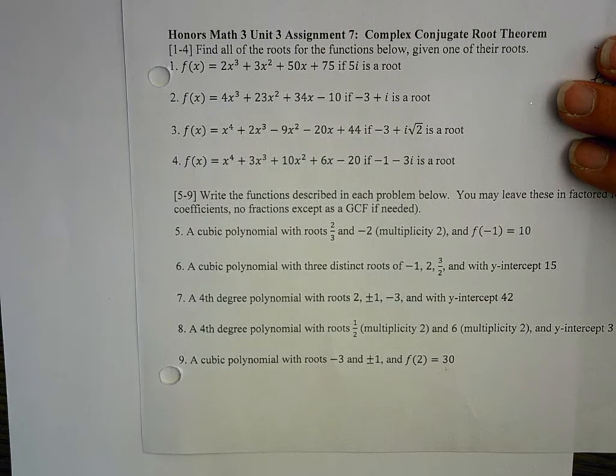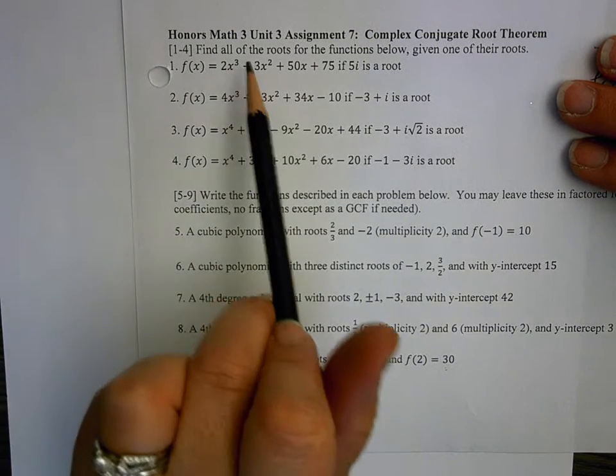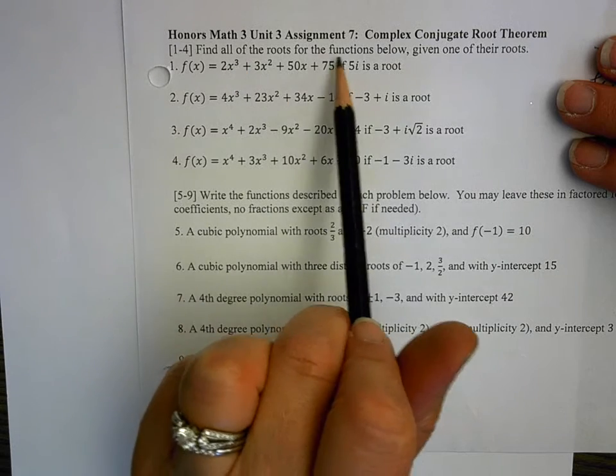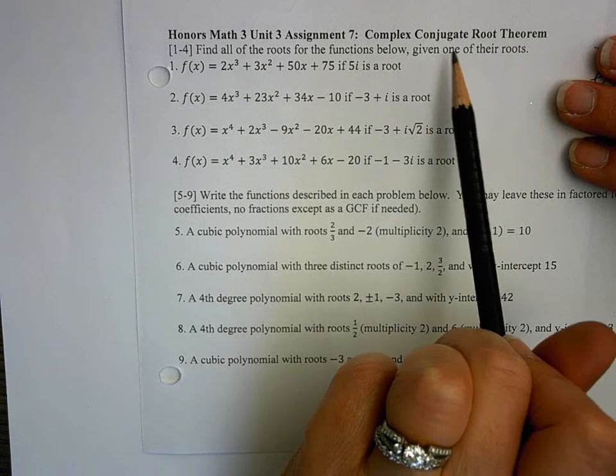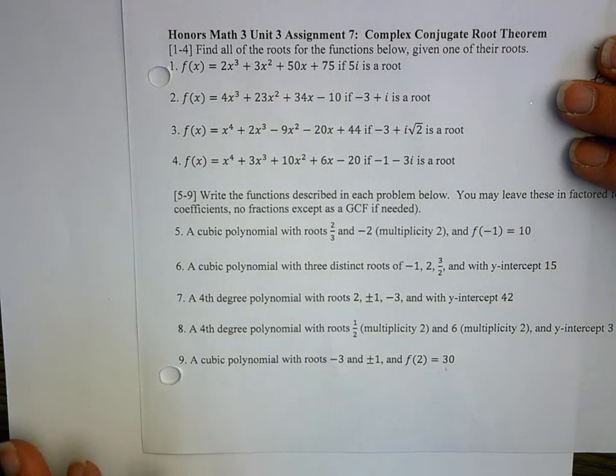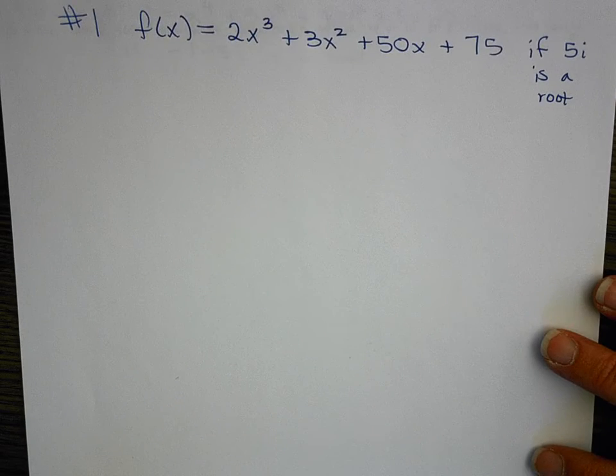Okay, this is the homework help video for Honors Math 3, Unit 3, Assignment 7 for the complex conjugate root theorem. Okay, and I'm going to work out question numbers 1 and 4.